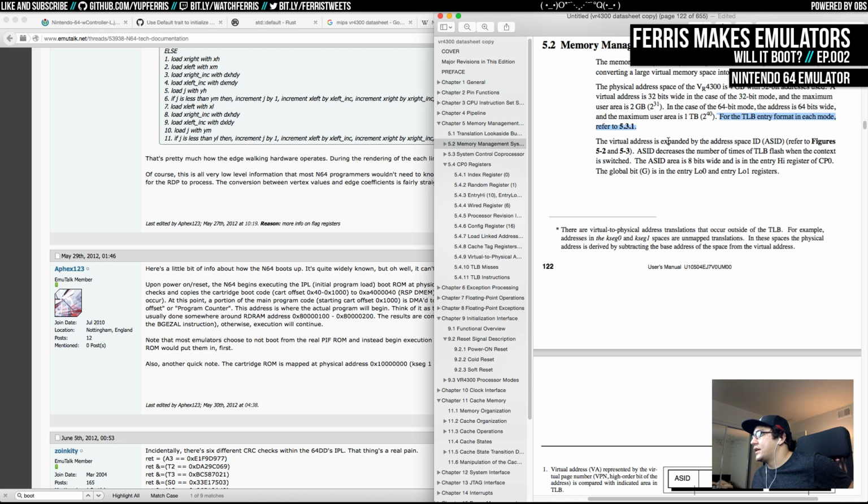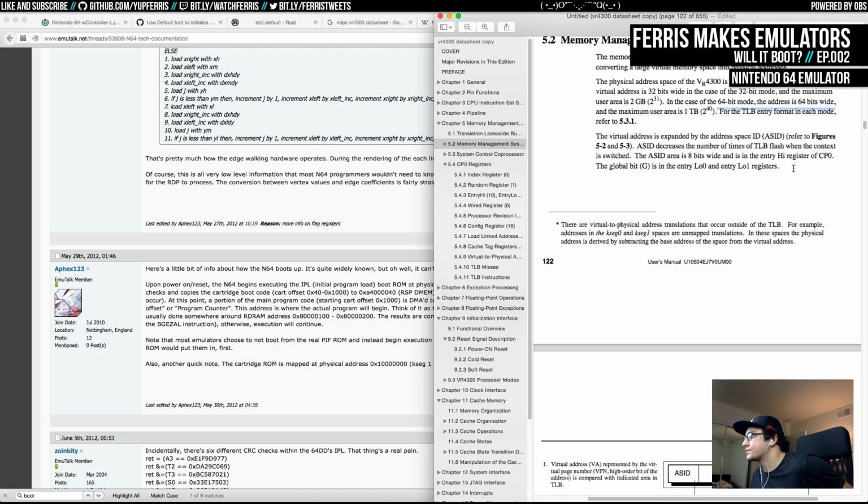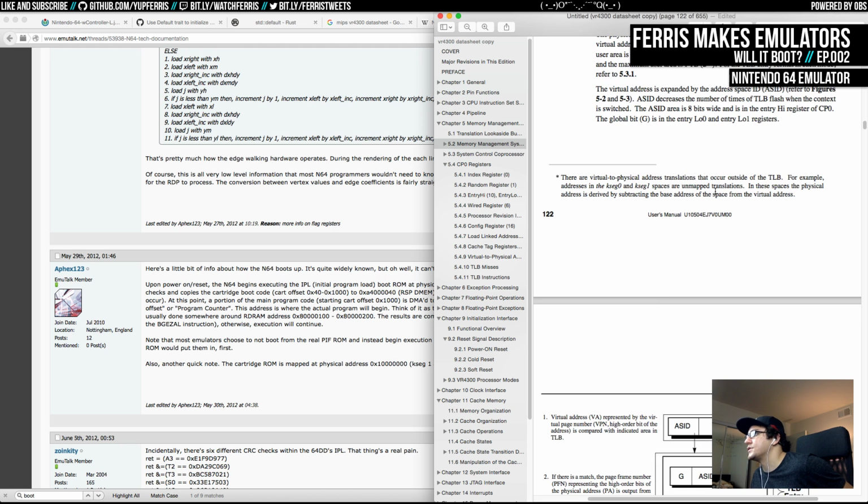The virtual address is expanded by the address space ID, ASID, for figures 5.2 and 5.3. So let's look at those. Address space ID decreases the number of times the TLB flushes when the context is switched. Have to read more to take all that in. The ASID area is 8 bits wide and is in the EntryHi register of CP0. The global bit G is in the EntryLo0 and EntryLo1 registers. That's just telling us more about where actual data that this system uses is stored.